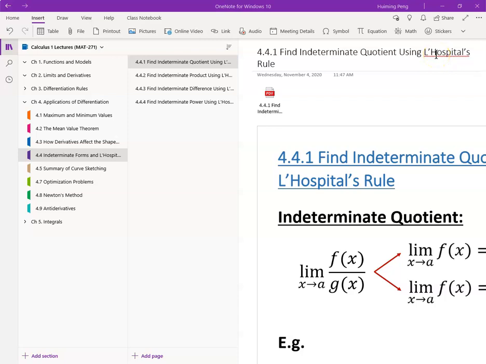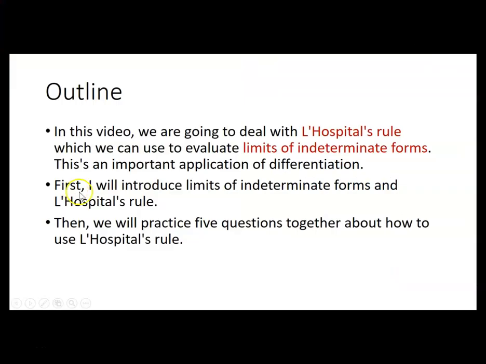In this video, we are going to deal with L'Hospital's Rule, which we can use to evaluate the limit of indeterminate forms, which is an important application of differentiation. Let's see the outline. First, I will introduce the limit of indeterminate forms and L'Hospital's Rule. Then we will practice 5 questions together about how to use L'Hospital's Rule. Let's see the material.